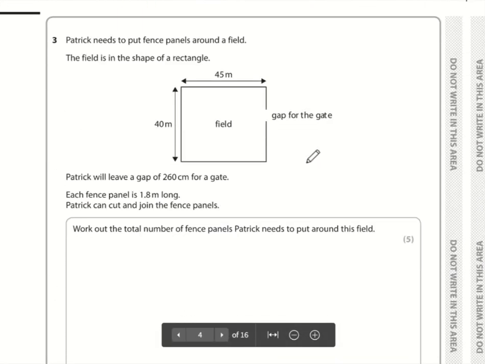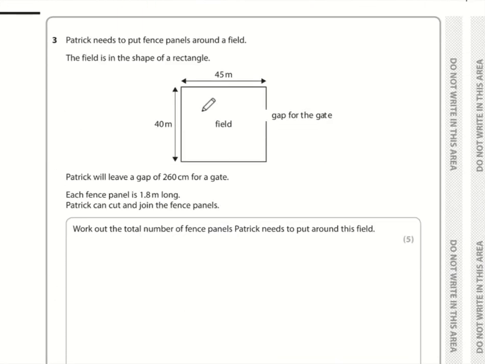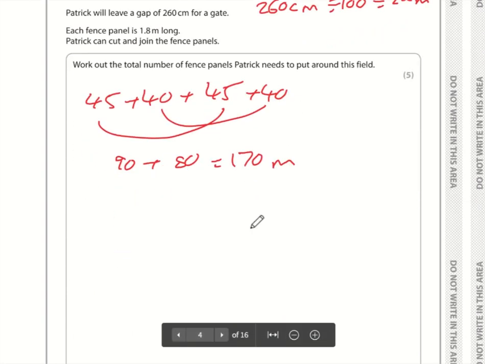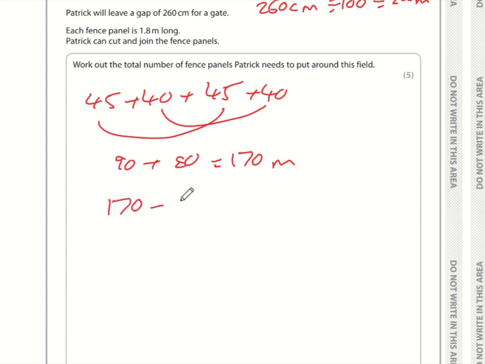Okay, question number 3. So first of all, I'm going to work out the perimeter, which is 45 plus 40 plus another 45 plus 40. I'll worry about the gap for the gate in a minute. So that is 90 plus 80, so that is 170 meters. Now the gap for the gate is 260 centimeters, so if I divide that by 100, that is 2.6 meters.